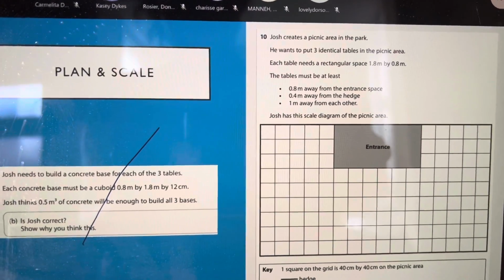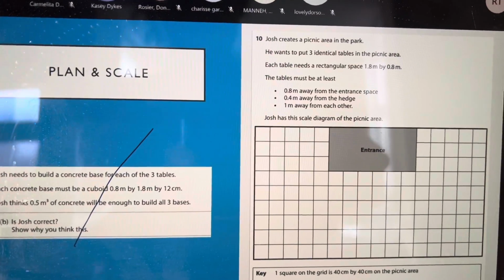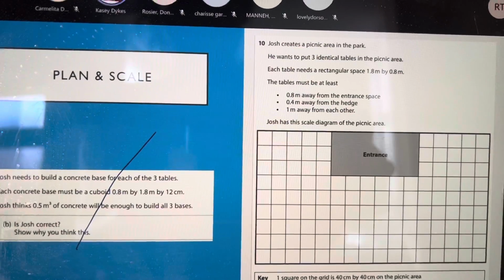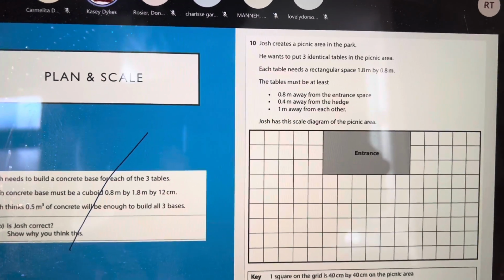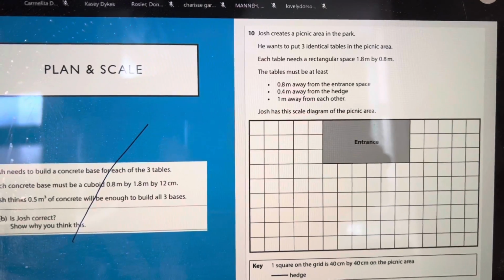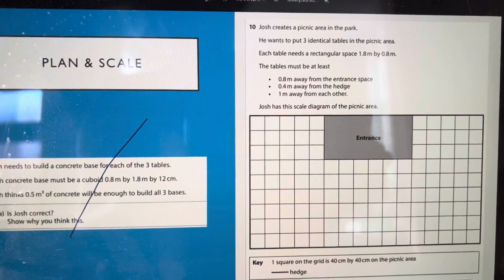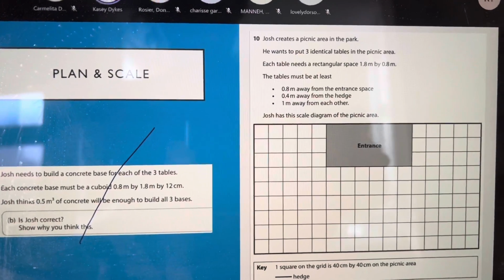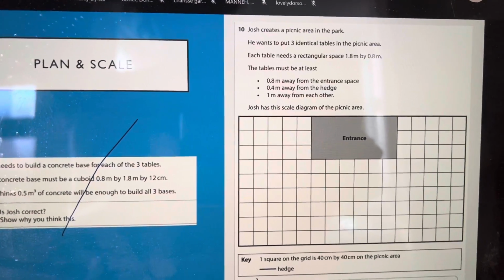We've got a scale diagram here. So according to our key, 1 square on the grid is 40 centimetres by 40 centimetres. And the black line basically going around the outside is our hedge. So you need to draw the spaces for the tables for Josh on the grid. We've got 3 minutes for this one.